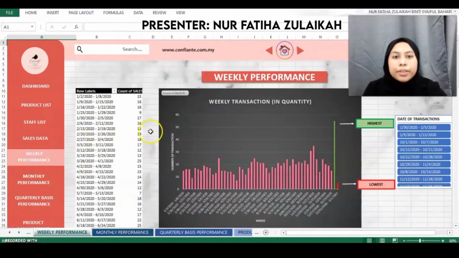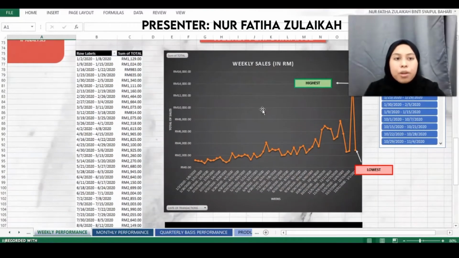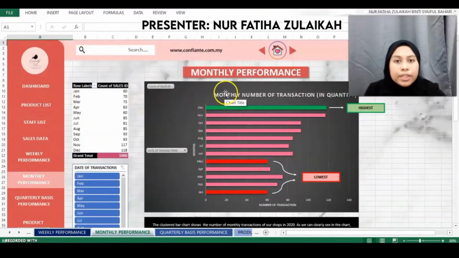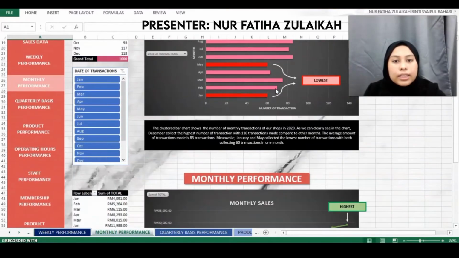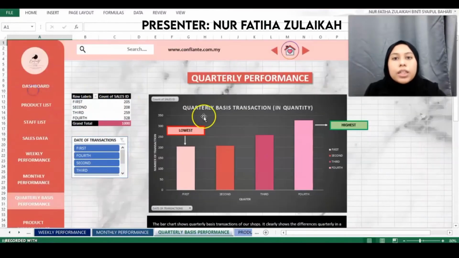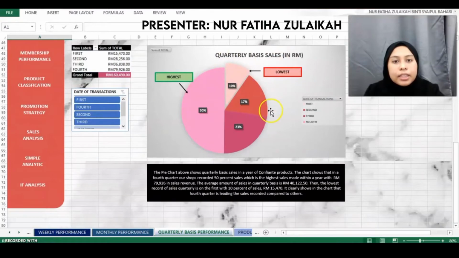So firstly, weekly performance. Here, there are two pivot tables and chart here, which are weekly transaction in quantity and weekly sales in ringgit Malaysia. Both of these charts help the viewer, investor, and manager to view the weekly performance throughout the year of 2020. Same goes to the monthly performance. In monthly performance, we provide monthly number of transactions in quantity and monthly sales in ringgit Malaysia. The next, quarterly performance. Here, we provide quarterly basis transaction in quantity and quarterly basis sales in ringgit Malaysia.